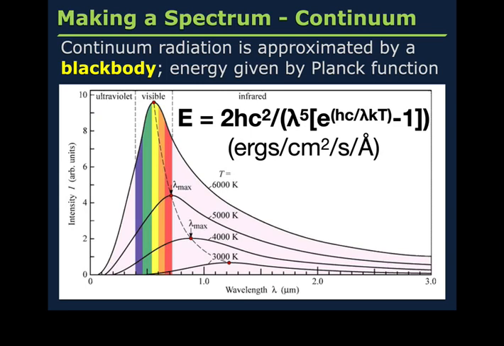This energy, by the way, is in a unit that we would describe as ergs per centimeter squared per second per angstrom. These seem like ridiculous units, but they're telling us how much energy we're emitting per square centimeter with every second that goes by at a given wavelength. So that's where that angstroms term comes in.